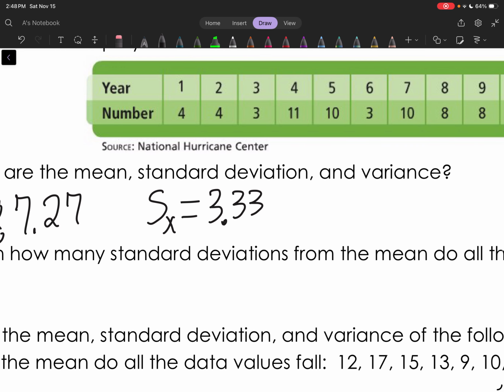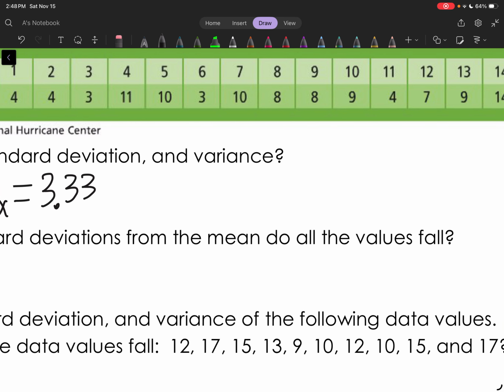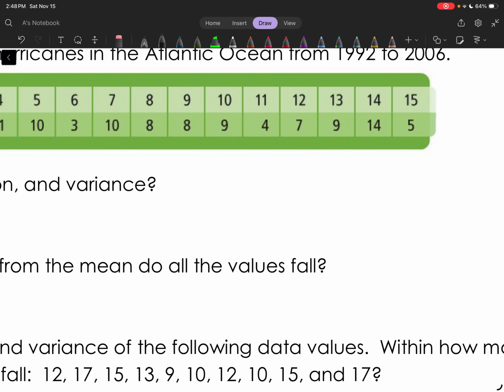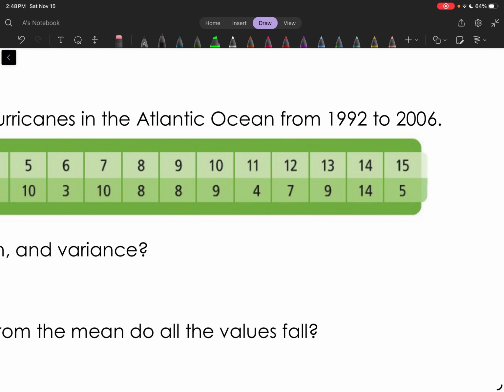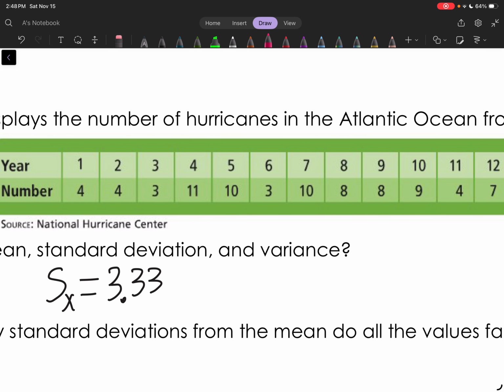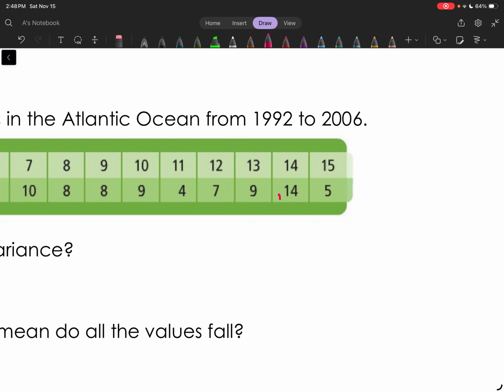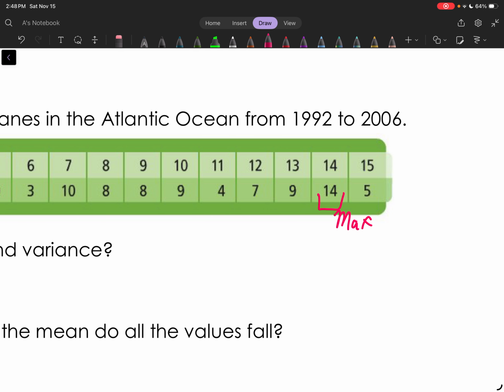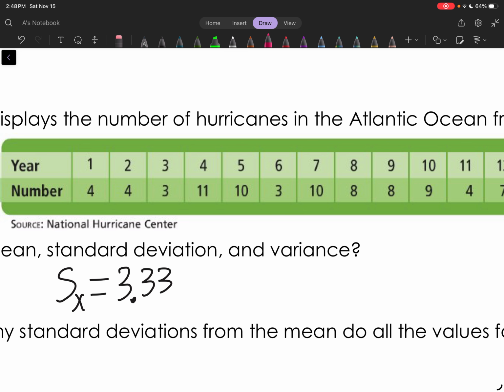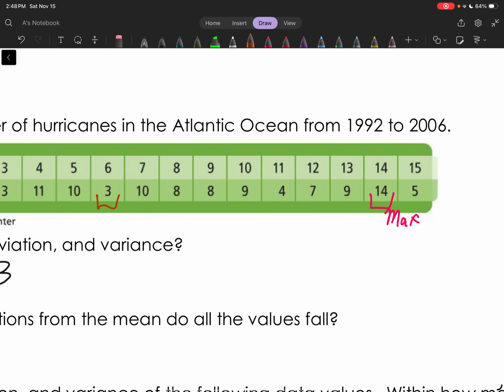Alright, part B. Within how many standard deviations from the mean do all the values fall? We need to look at two things here. We need to look at the maximum, which is this 14. And we look at the minimum, which is one of these threes.